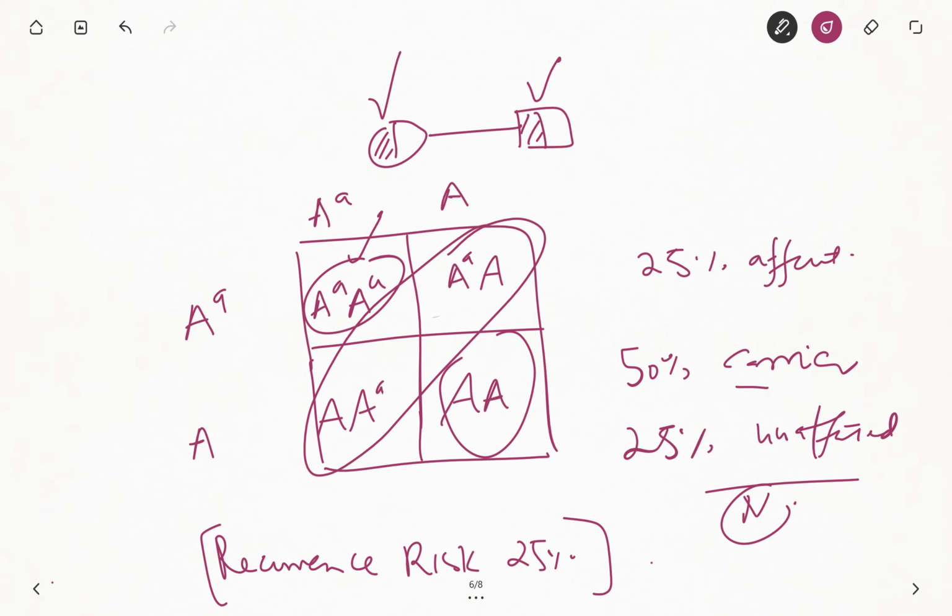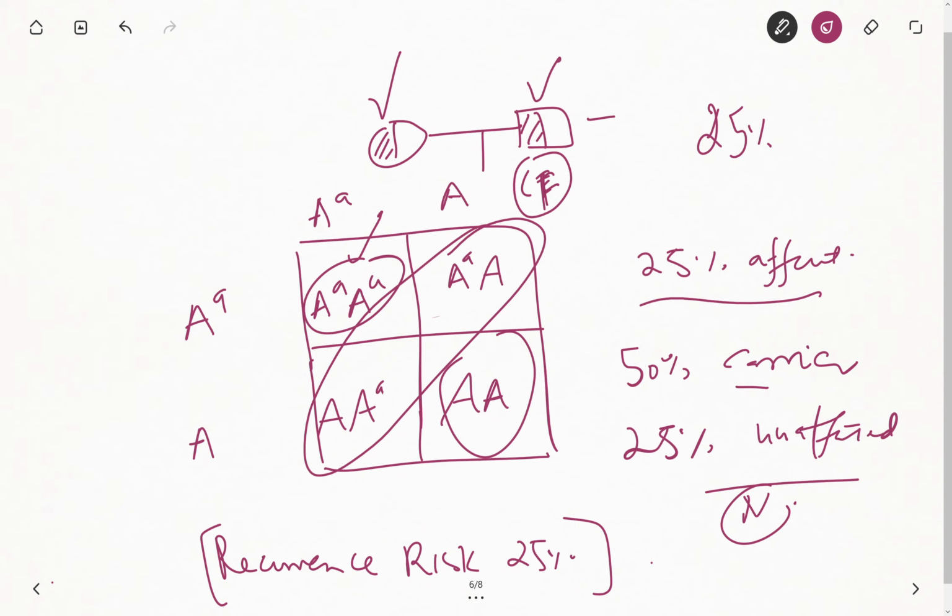So if, let's say, you are asked about an autosomal recessive condition like cystic fibrosis, and they tell you that the parents have one affected child, for an autosomal recessive condition, what is the recurrence rate? So 25% is the recurrence risk in this case. So you can say that for every pregnancy there is a 25% chance of an affected individual.